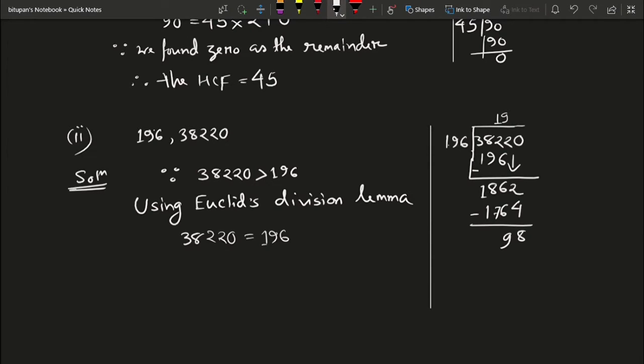9 at 80, then here 6 is there, and 0 is the last digit. As we know, with 6, if we multiply 5 we probably get 0, so let's try with 5. 5 into 196 is 980, so the remainder is 0, and we directly got it.